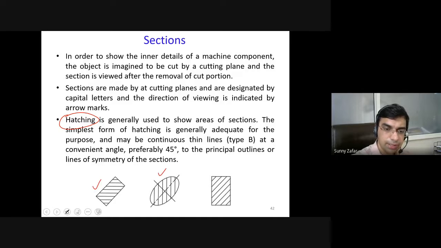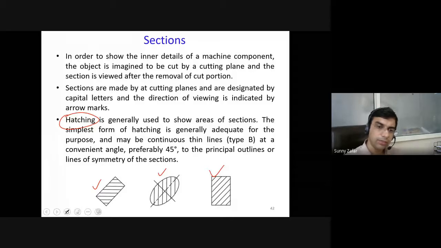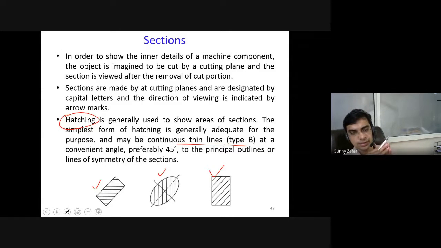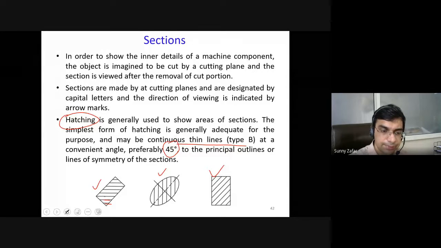The hatching can be done in different ways. Generally for hatching, we use continuous thin lines of type B as discussed earlier. Often these lines are preferred to be aligned or oriented at a 45-degree angle. Okay, and we have the parallel set of lines.